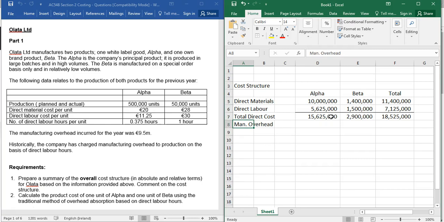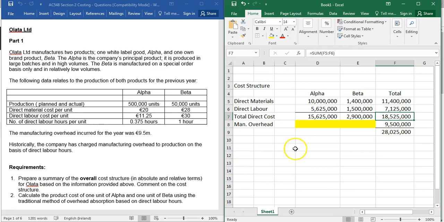Now the manufacturing overhead, all we have currently told is 9.5 million. So we can't put it in either of these columns because we don't have the split. So all we know then is the total cost for the firm is the direct plus the indirect, which gets us to 28 million, or just over 28 million. And that gives us the absolute overall cost structure. There's 18 million in direct costs and 9.5 million in indirect costs.